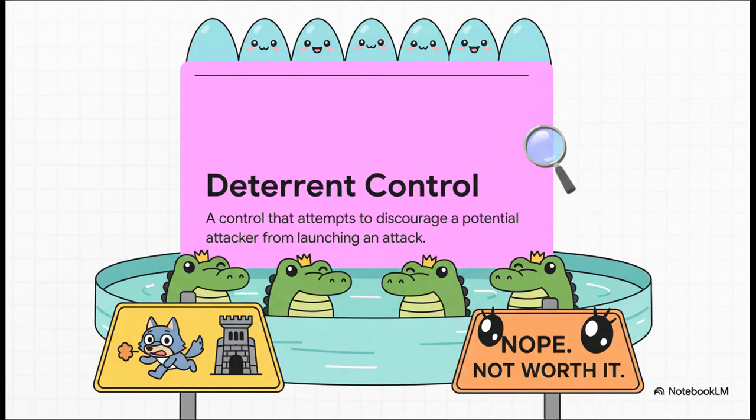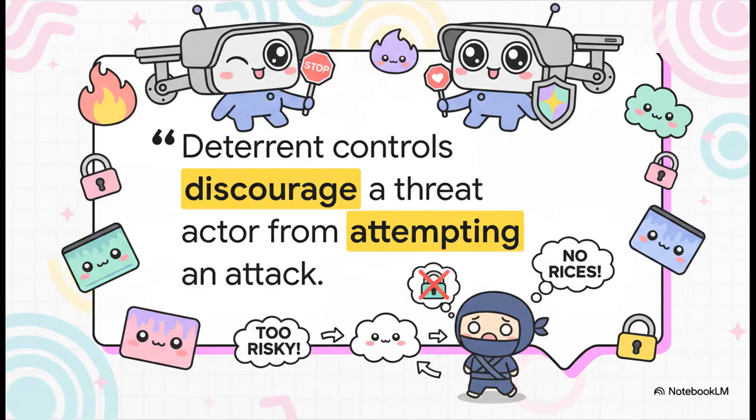All right, next up, deterrent controls. Now, if preventative controls are the strong walls, deterrents are the big, scary warning signs we put on them. Their goal isn't necessarily to physically stop the wolf, but to make him look at our fortress, shake his head, and decide, you know what, this just isn't worth the trouble. And you know what's coming? Here is the key exam definition. Write this down. Deterrent controls discourage a threat actor from attempting an attack. The key word here is discourage. It's all about playing mind games with the attacker.